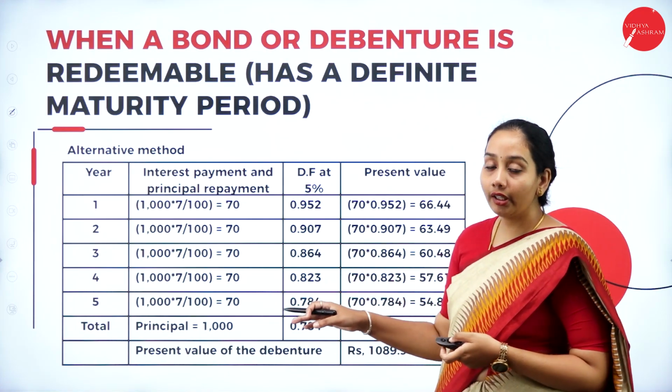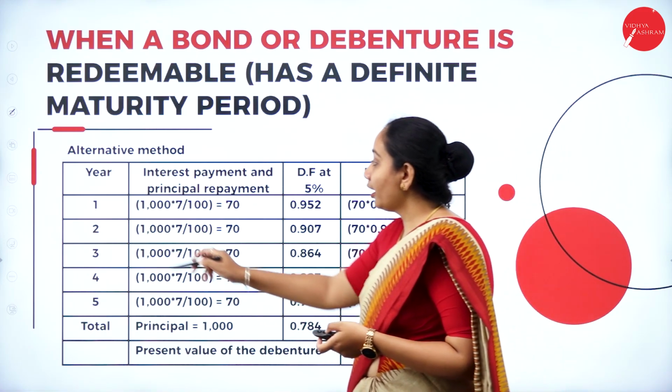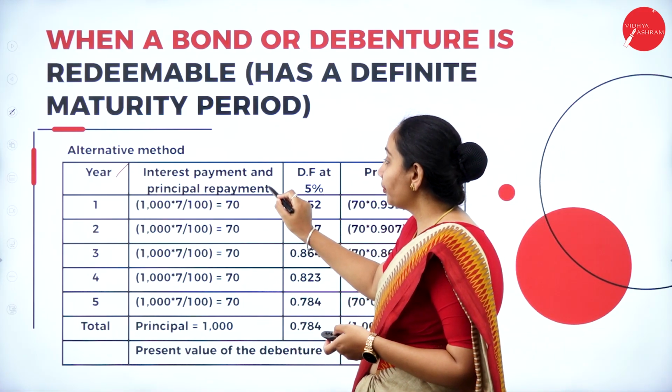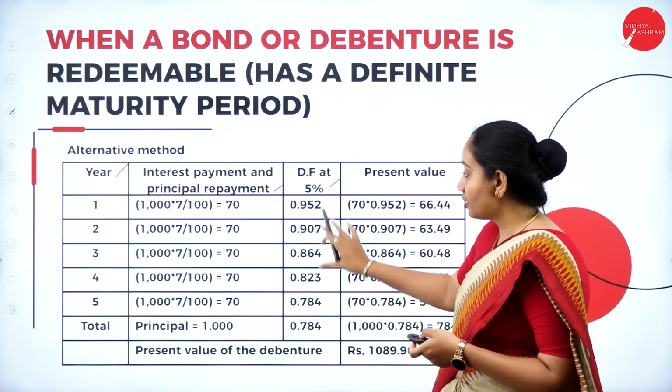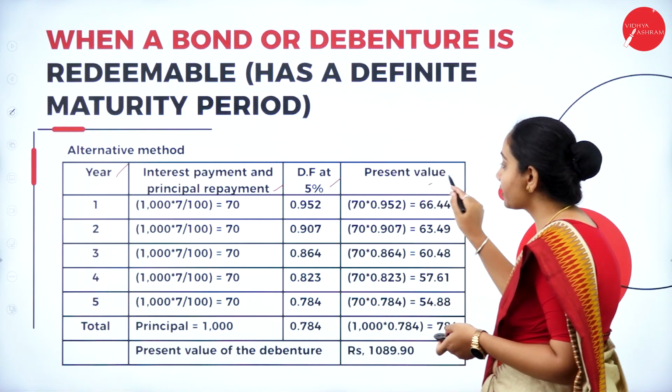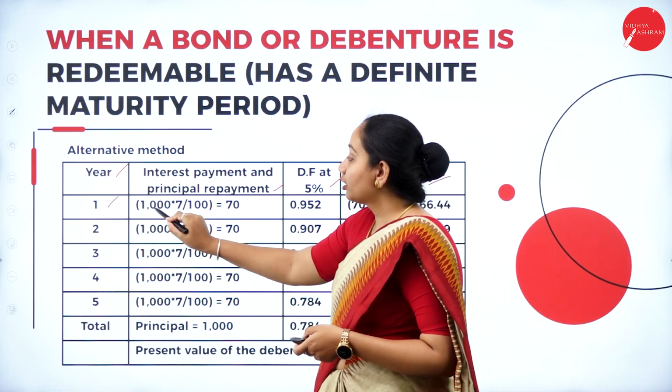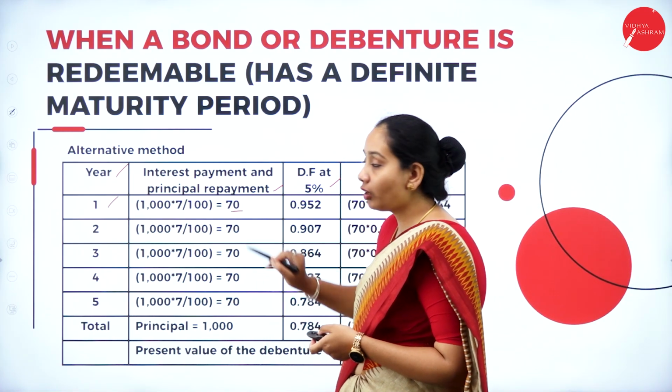Here we have another alternative method. Under that, the first columns are year, interest payment and principal repayment. Then the discount factor at 5%, which is the table value. Then the present value. For the first year, 1000 into 7 divided by 100, we have got 70.